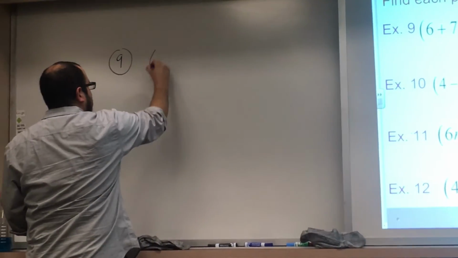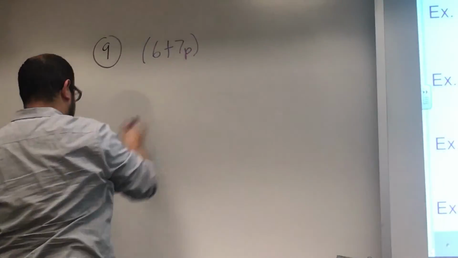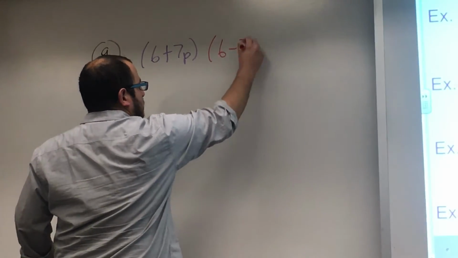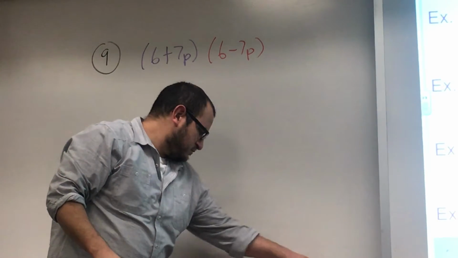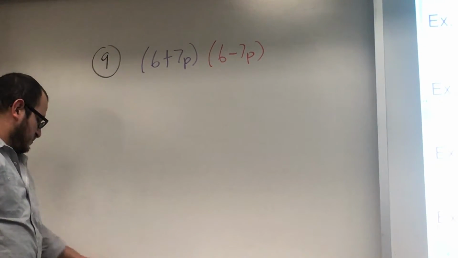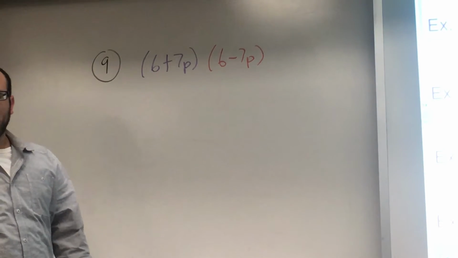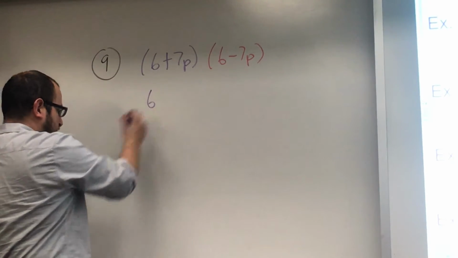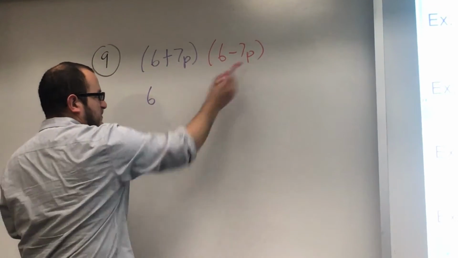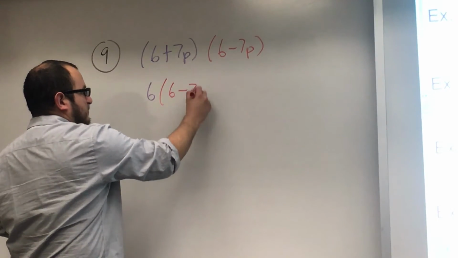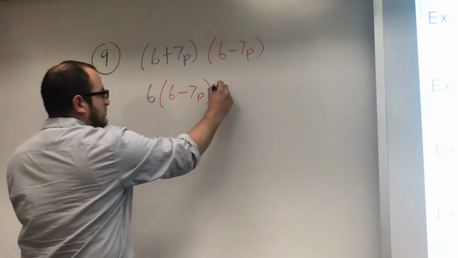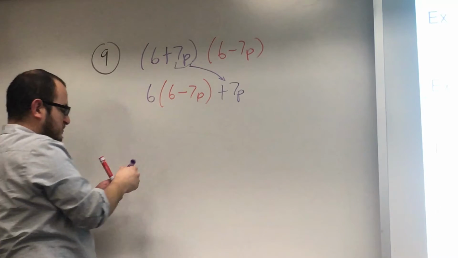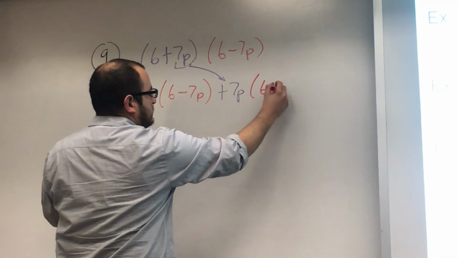We have 6 plus 7p times 6 minus 7p. So again, I'm not going to teach you FOIL, I'm going to teach you the distributive property. So again, multiply the 6, bring it down. And we're multiplying this 6 by everything in red, 6 minus 7p. Plus 7p comes from here, plus the sign, times 6 minus 7p.